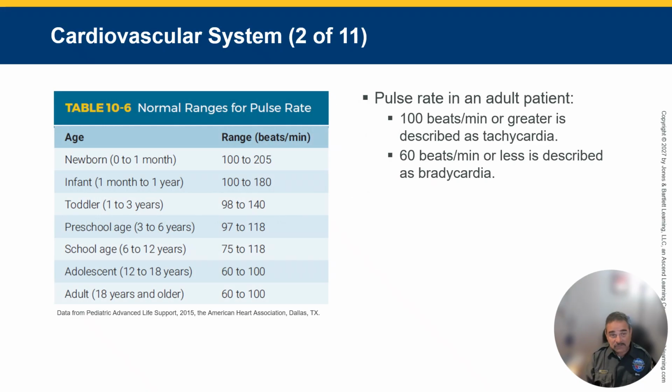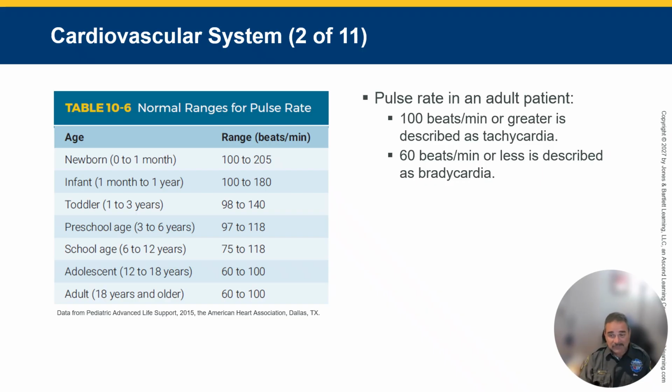This table is normal ranges for pulse rate. A good thing to remember, this all ties into the cardiovascular system. Adults, 60 to 100. A rate of 100 beats per minute or greater is described as tachycardia. That is vital vocabulary. And below 60 is bradycardia. Vital vocabulary. Tachy means fast. Brady means slow.